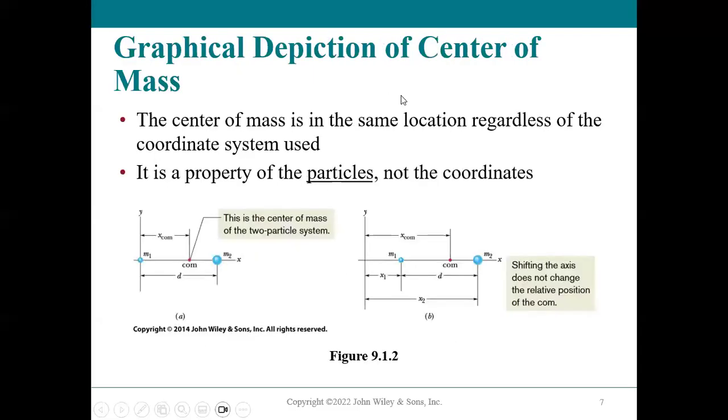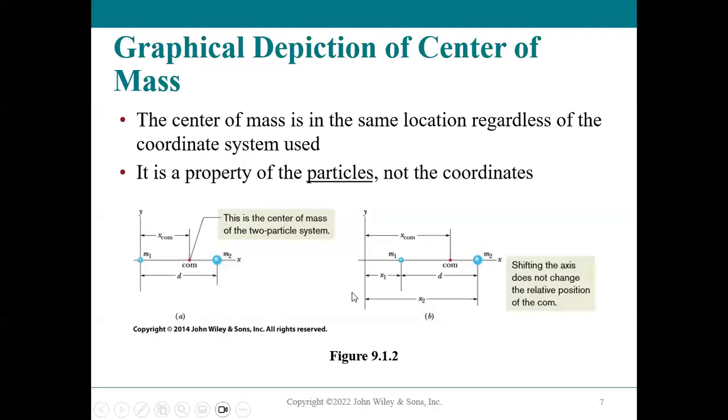Here is a graphical depiction of the center of mass. The center of mass is at the same location regardless of the coordinate system used. It is a property of the particles, not the coordinates. For example, this is the center of mass of the two-particle system, mass 1 and mass 2, marked COM. For the other configuration, shifting the axis does not change the relative position of the center of mass.